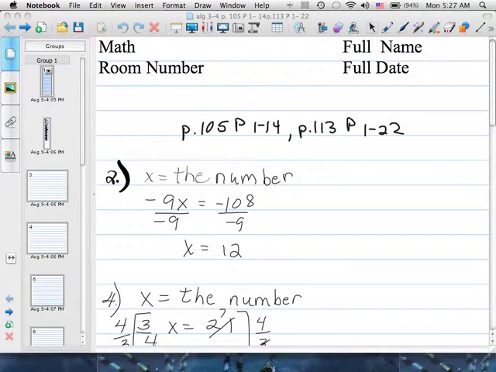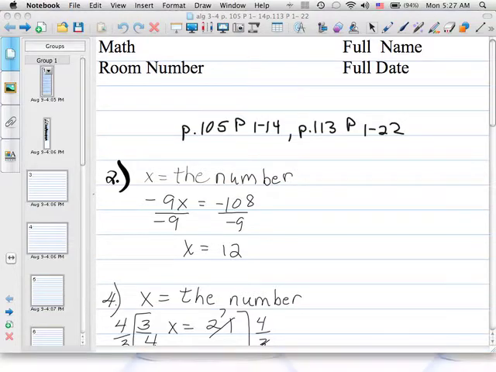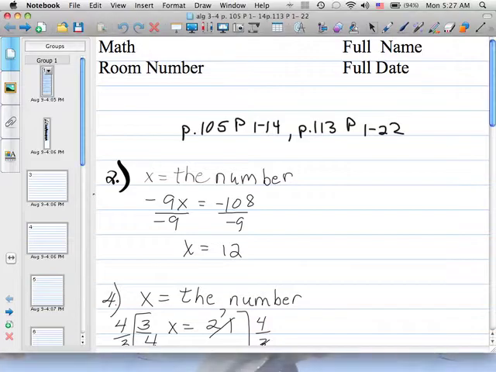We are working on word problems on page 105 and 113. So head your paper, skip a line, put the title down, and fold in half, please. Follow along in the book as I read the problems.